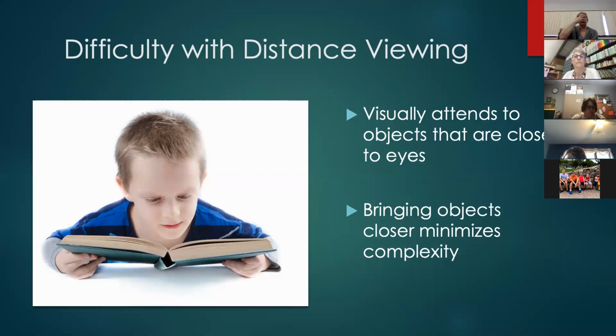It's not because they can't see out here. It's because this is where the brain is recognizing objects. Okay, it's different than acuity. It's different than them not being able to see clearly. It's actually the brain, where the brain is recognizing and how it processes complexity.